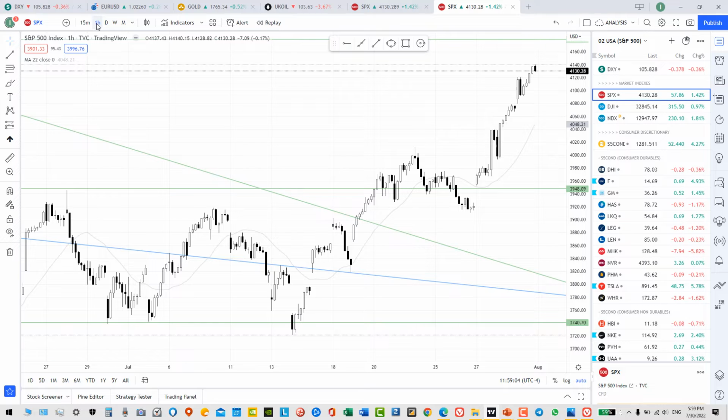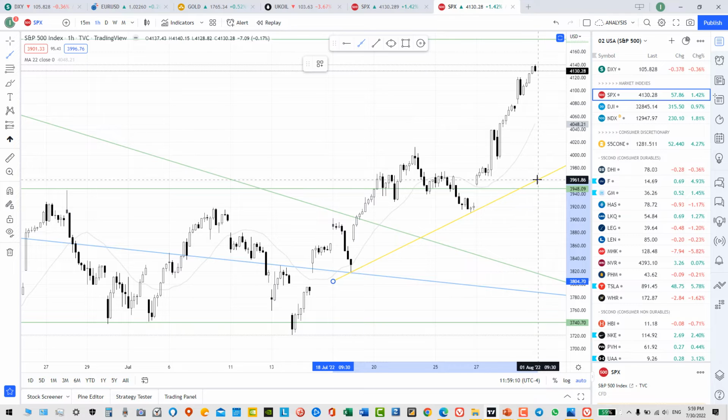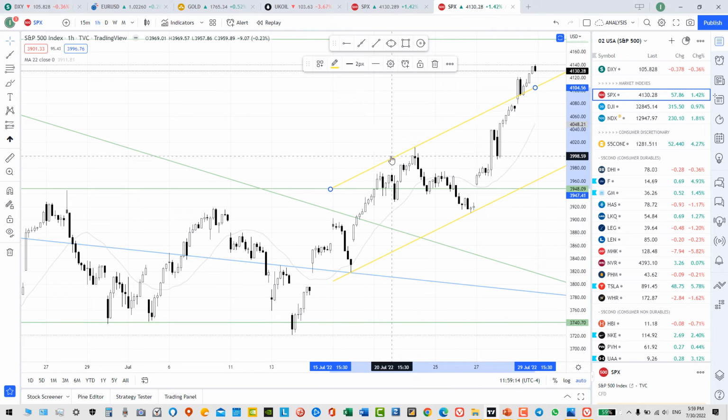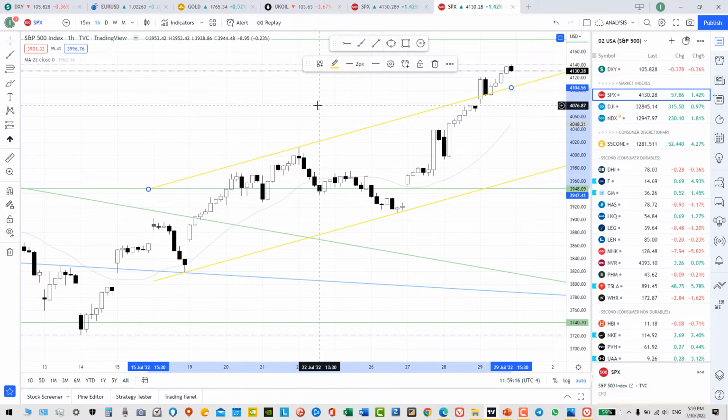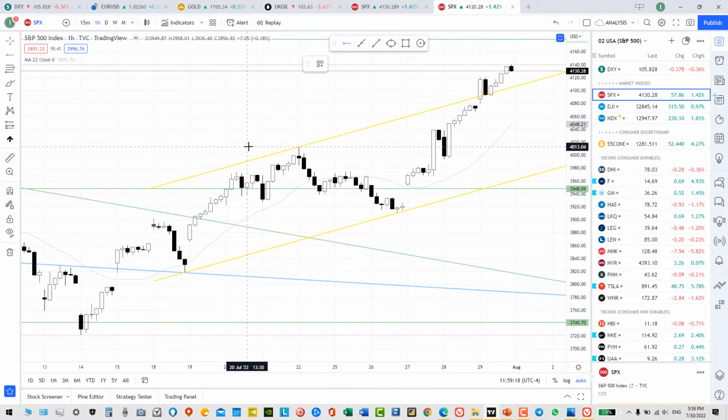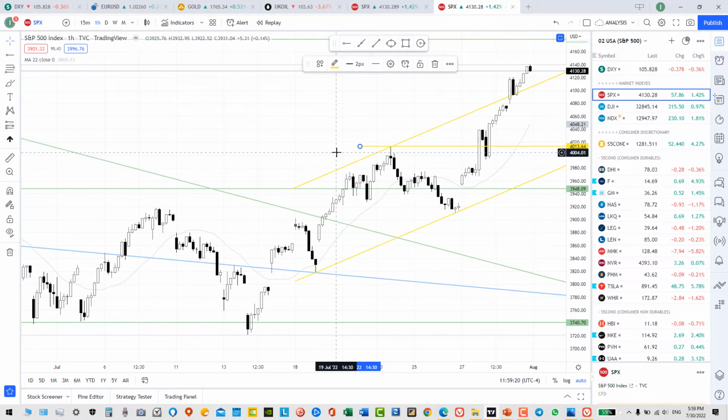I prefer the hourly chart, and here we can start drawing the details of the intraday, ultra short-term perspective, and here we go.